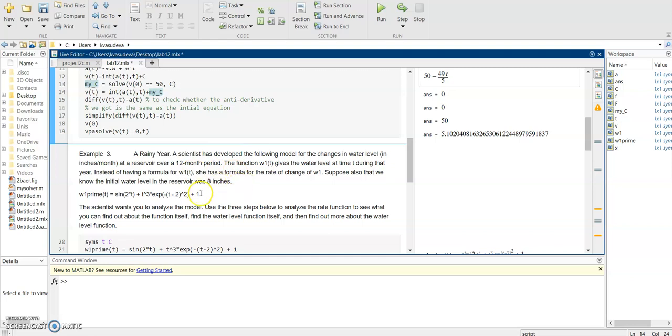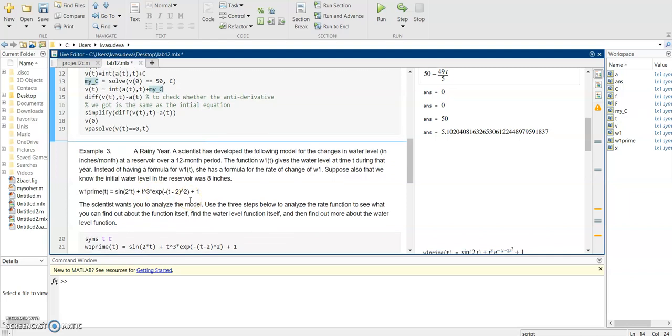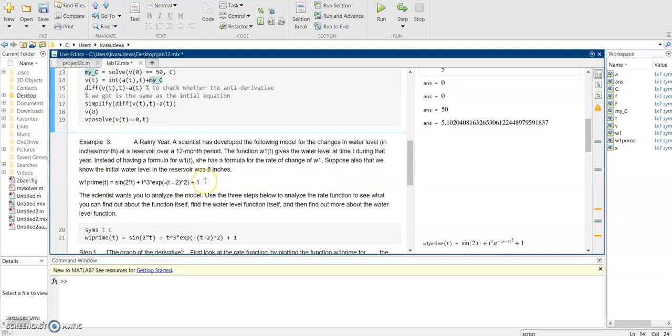So we have an equation which is w1 prime of t, which is equal to sine(2t) plus t cube times exponential of negative (t minus 2) whole square, plus 1. So that is the equation, just like we had before. This is a new model, on a rainy year, which shows the water level in a reservoir.